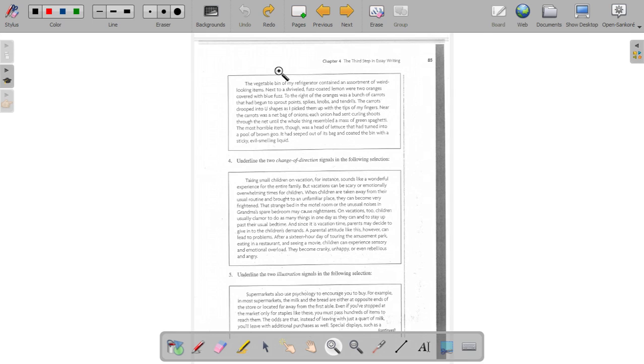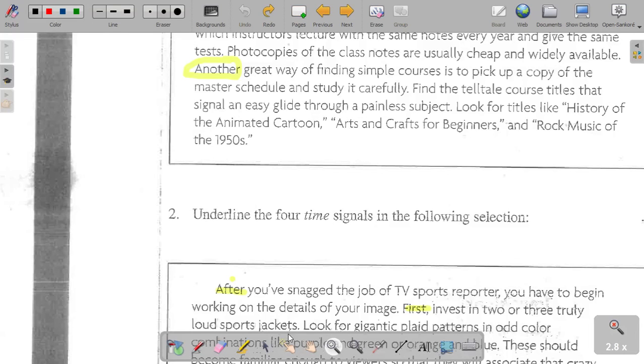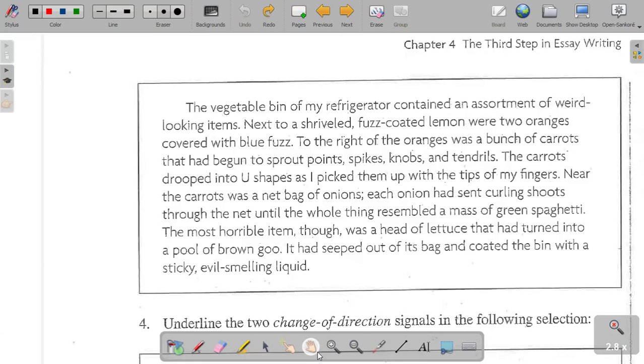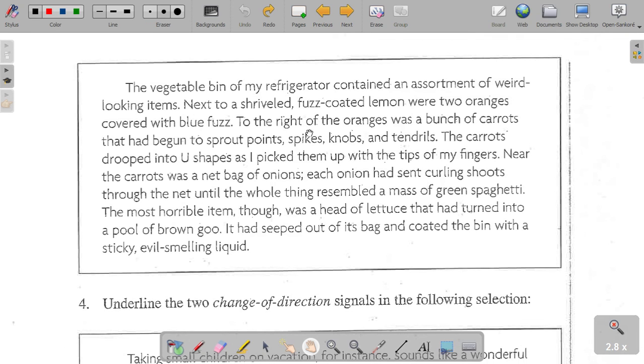Okay, the next one here. So this one is also time-space signals. So the vegetable bin of my refrigerator contained an assortment of weird-looking items. Next to a shriveled, fuzz-coated lemon were 2 oranges covered with blue fuzz. To the right of the oranges was a bunch of carrots that had begun to sprout points, spikes, knobs, and tendrils. The carrots drooped into U shapes as I picked them up with the tips of my fingers. Near the carrots was a net bag of onions. Each onion had sent curling shoots through the net until the whole thing resembled a mass of green spaghetti. The most horrible item, though, was a head of lettuce that had turned into a pool of brown goo. It had seeped out of its bag and coated the bin with a sticky, evil-smelling liquid.